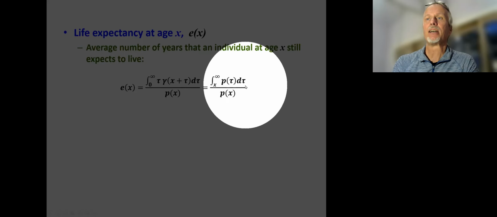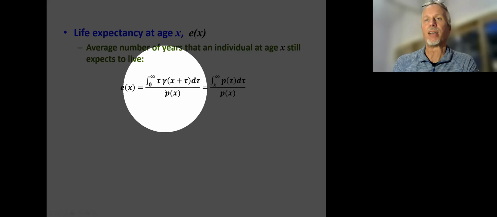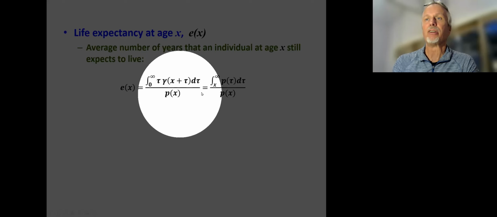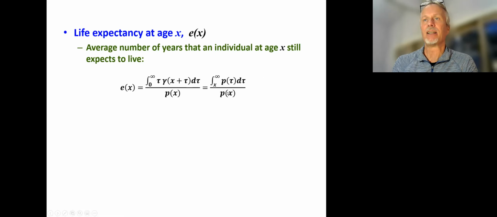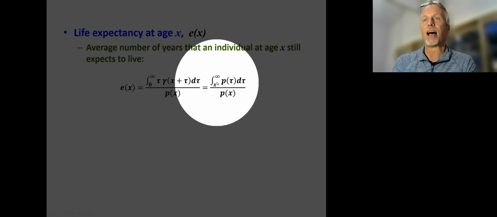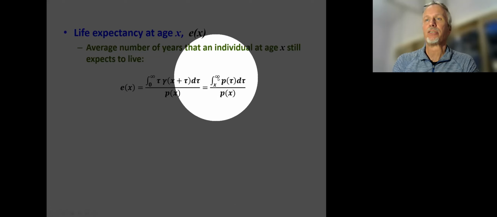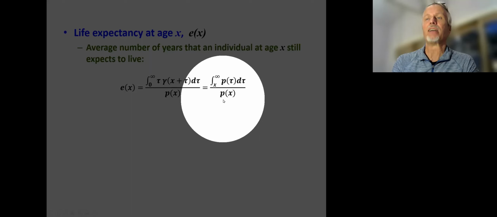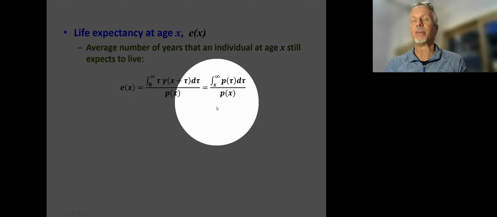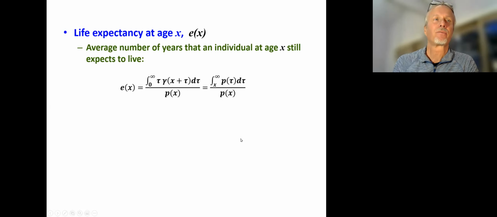x. And even in this case, by using the property that gamma of x is equal to minus dp over dx, we derive this function here. So it's basically the area under the survivorship function starting from age x to the maximum age, divided by the value of the survivorship function at age x. So the probability of survival from age 0 until age x.